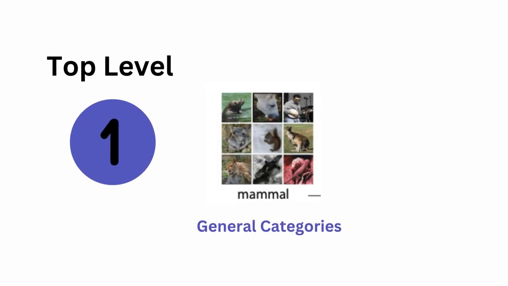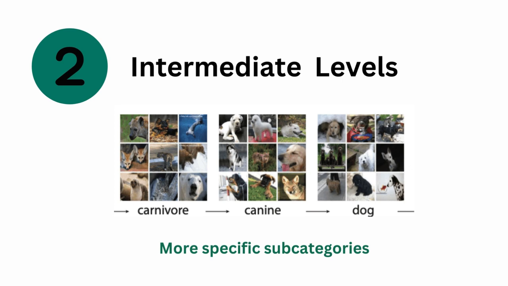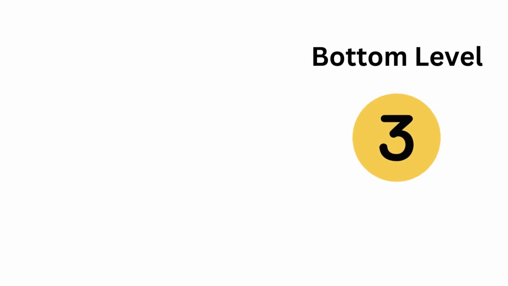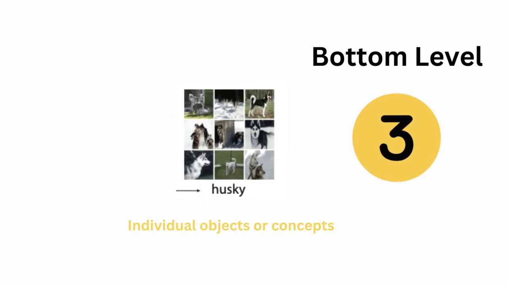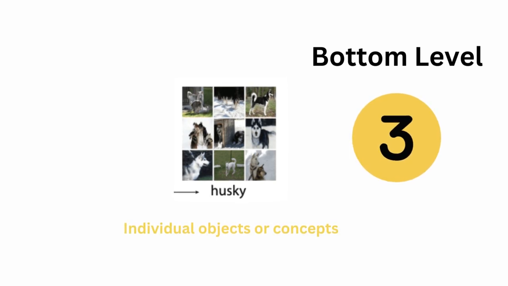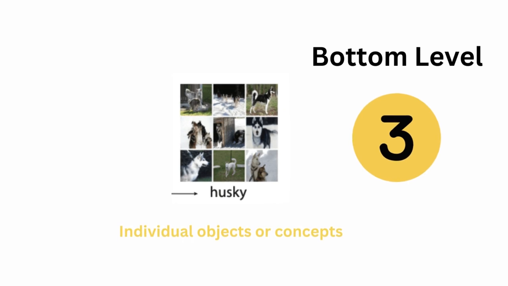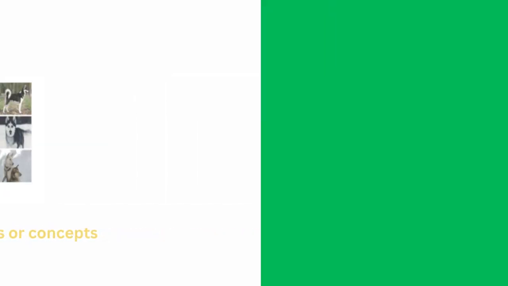To be more concrete, at the top of the hierarchy, there are general categories, for example, animal, plant, or object. As we descend into the hierarchy, categories become more specific. For instance, under animal, you might find the subcategories carnivore or dog. At the bottom, we have highly specific categories that correspond to individual objects or concepts. These are the labels associated with the images in the dataset. For example, golden retriever or husky.